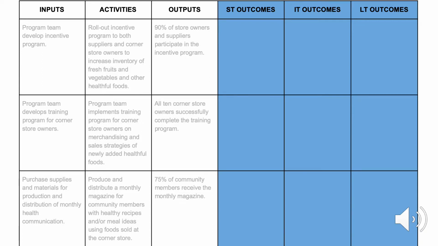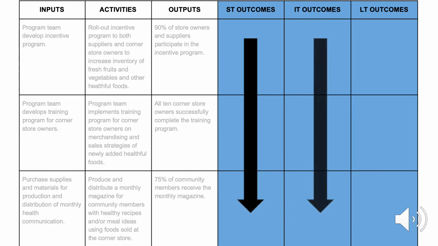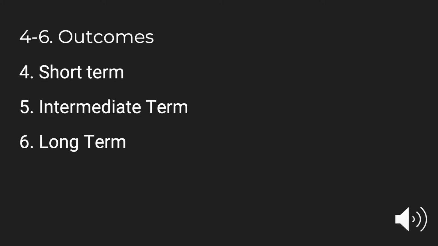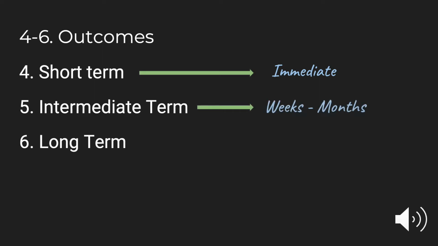The 4th, 5th, and 6th columns are the program or activity outcomes, more specifically short-term outcomes, intermediate-term outcomes, and long-term outcomes. Outcomes in a logic model predict the impact your program will have on its participants at various points in time post-completion. Short-term outcomes reflect the immediate impact of the activities, for example, at the end of a 6-week nutrition education series. Intermediate-term outcomes reflect the impact of the activity several weeks to months later, and long-term outcomes reflect the impact of the activity or program years later.